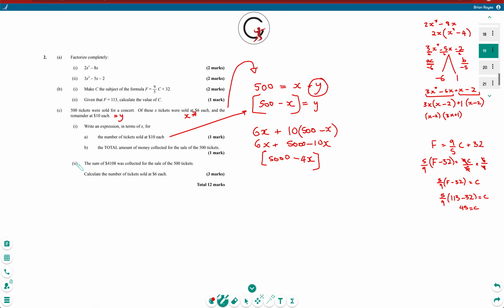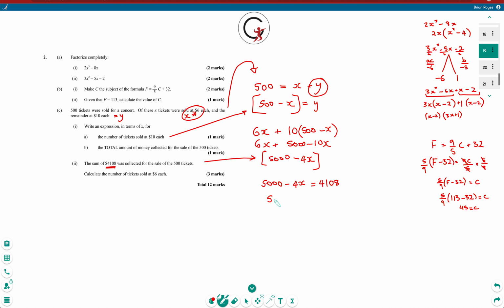All right, so now part 2 is going to build on that and say the sum of $4,108 was collected for the sale of the 500 tickets. So calculate the number of tickets sold at $6 each, which, by the way, remember, that was just X. So it's saying all of this, 5,000 minus 4X, should be equal to $4,108. Find X.